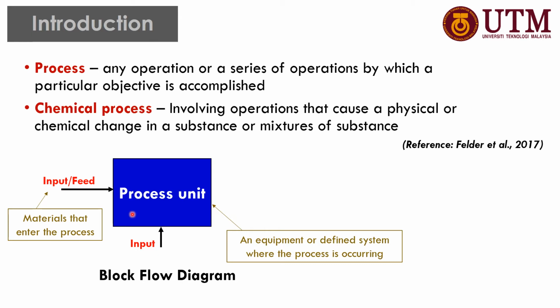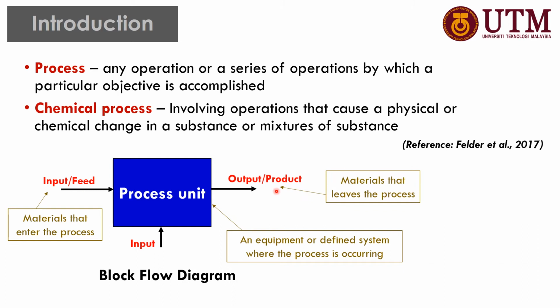And like I said just now, we have another arrow which is pointing outwards from the process unit. This arrow is representing the output stream or the product. Basically, outputs and products are the results of the process which has occurred. So it contains the material that leaves the process.